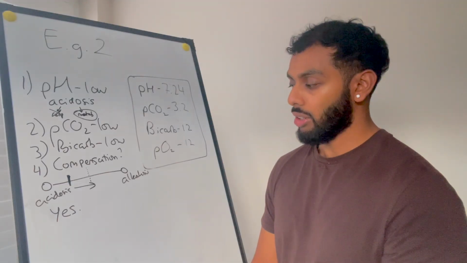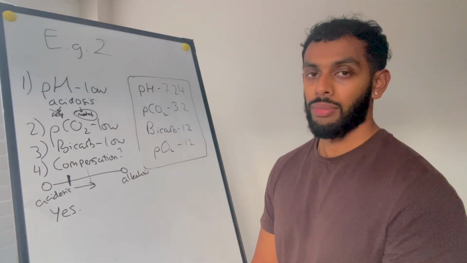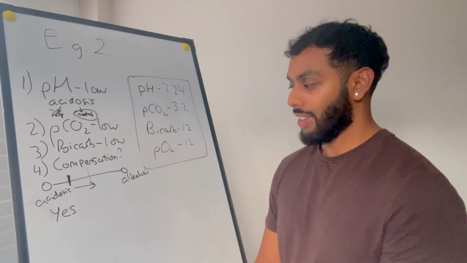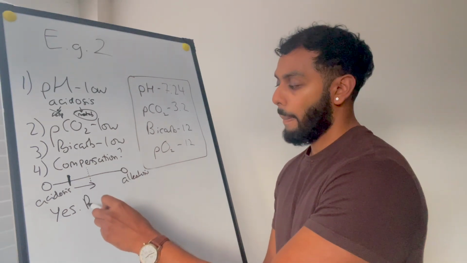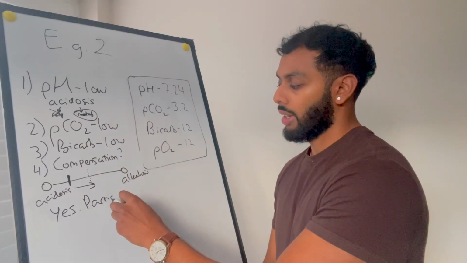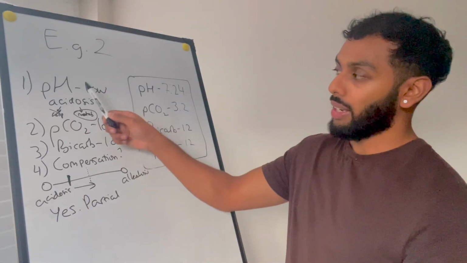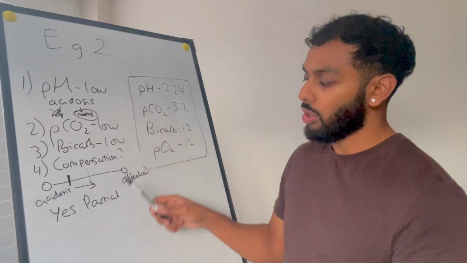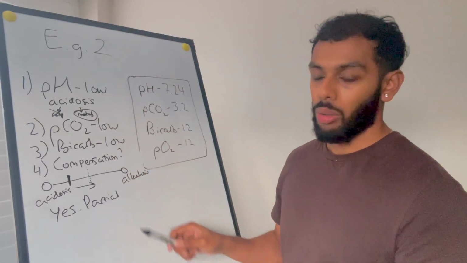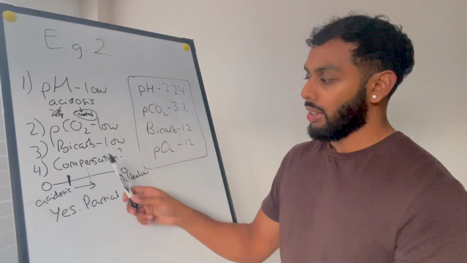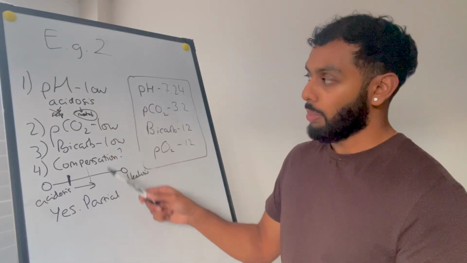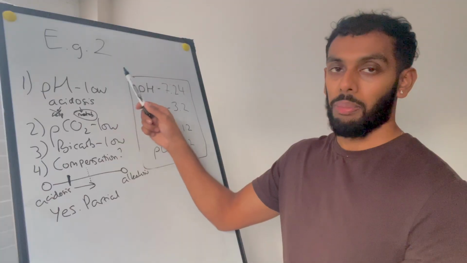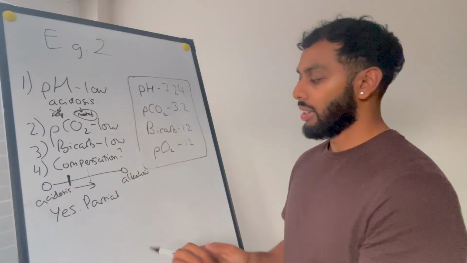Is it fully or partial? In this case, it is partial. How do we know? Because the pH is still abnormal. If the pH was normal, then you could say that it was fully compensated. But as the body has tried to compensate, but it hasn't managed to get the pH to normal, you say it is partial.